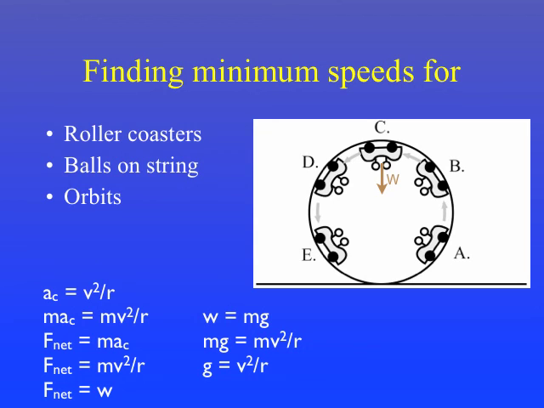This is a general result for roller coasters, and for balls on a string, where the tension of the string, rather than the normal force, is acting the same as the normal force in this situation with a roller coaster. A ball moving around on a string in a vertical motion will follow the same principles just discussed. And so will an object in orbit about the Earth, or about any object.